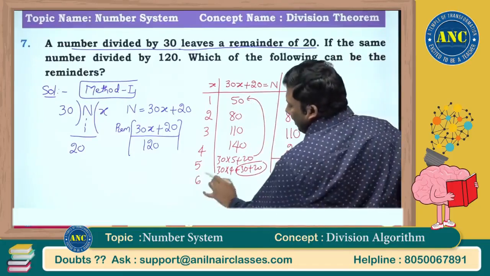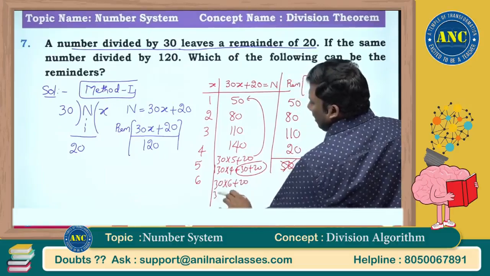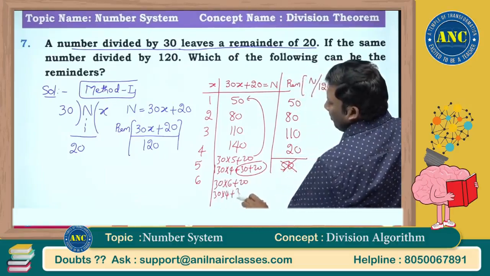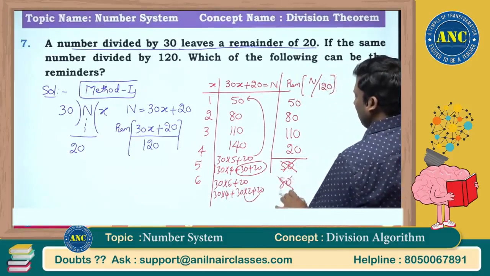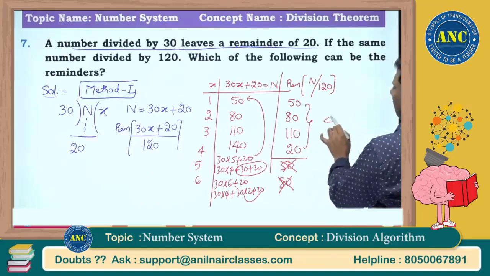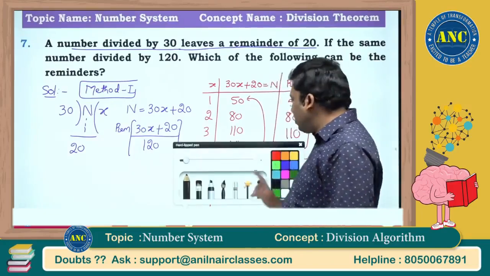If X value is 6, 30 into 6 plus 20 is 30 into 4 plus 30 into 2 plus 20. 80. It is going back. So the answer is 4 different values. This is the traditional method.